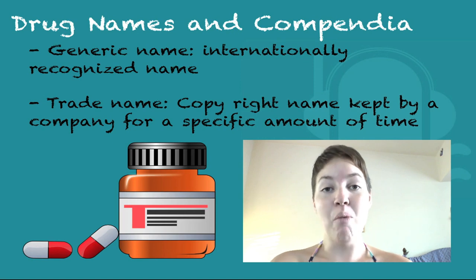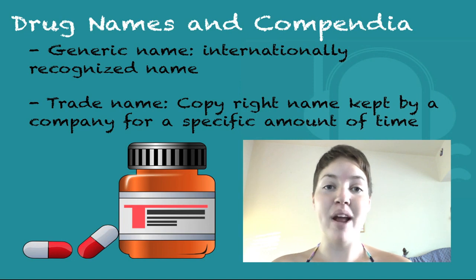So guys, on my first slide, I'm just going to explain a little bit about the different types of drug names and what a drug compendium is. So you have a generic name. This is the internationally recognized name. So in every country, it's going to be the same and people will know what it is.